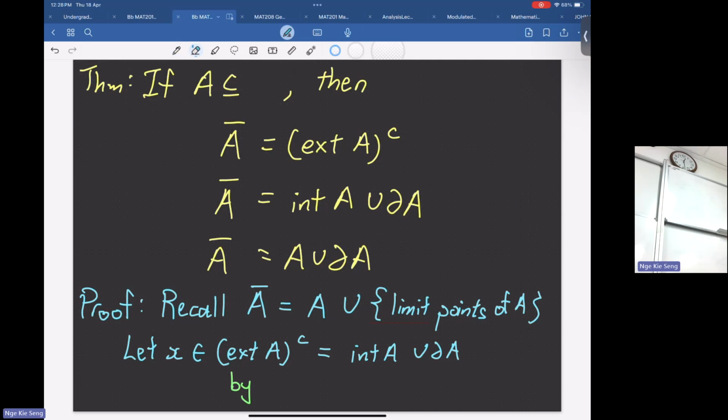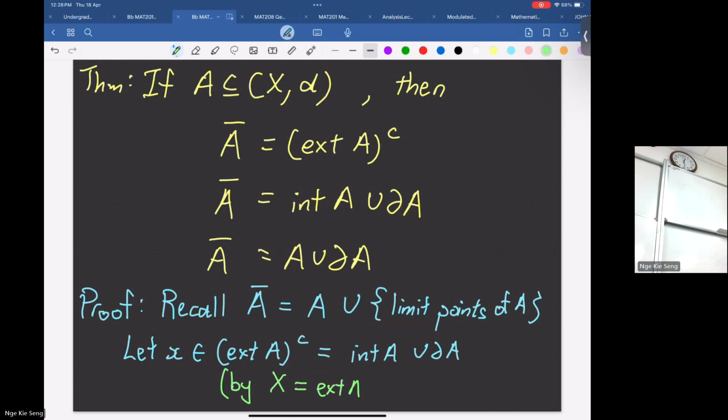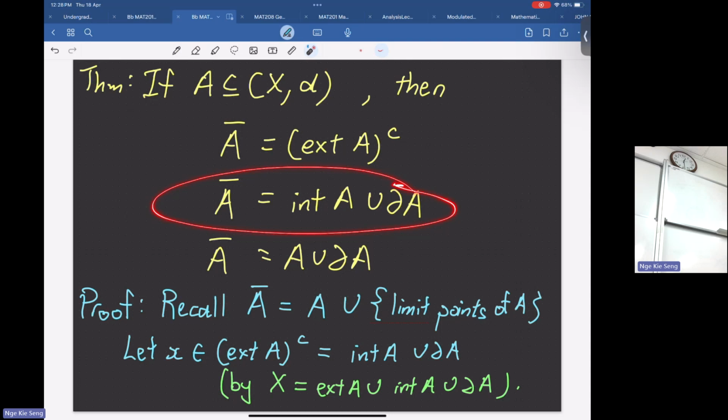Okay, so I don't want to fix to R^n, sorry, let's fix this to a general metric space. So by just now, we have this result, X equals to the exterior of A union the interior of A union the boundary. Good, this is true. But the problem here is, do you want to prove the second one first or the first one first? Let's decide.